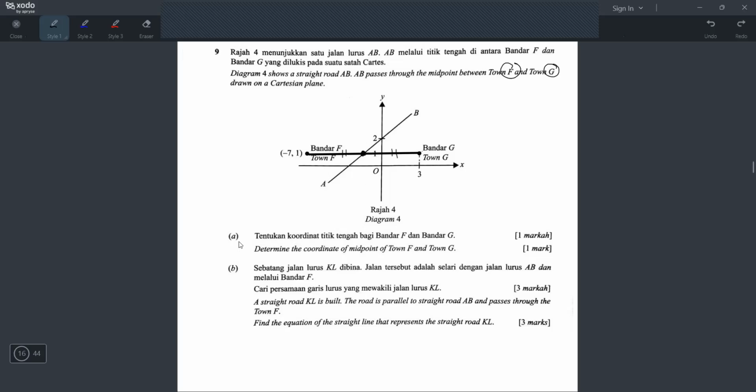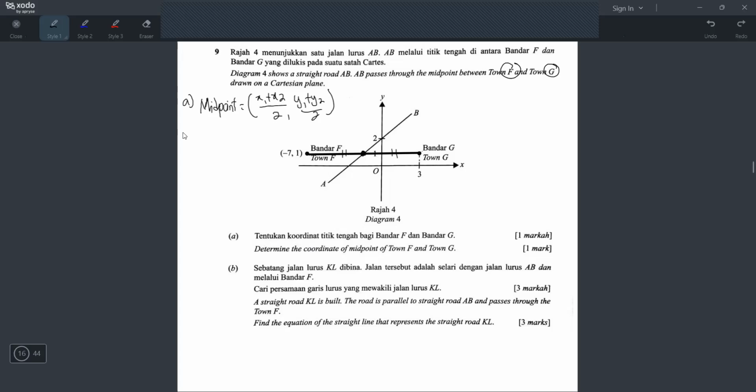Now it says question A, determine the coordinate of midpoint of F and G. It means they're asking you to find this point, right? So how do we find this point? Well, we use the midpoint formula. And do you know what the midpoint formula is? The midpoint formula is x1 plus x2 divide 2, y1 plus y2 divide 2. This is the midpoint formula, right?